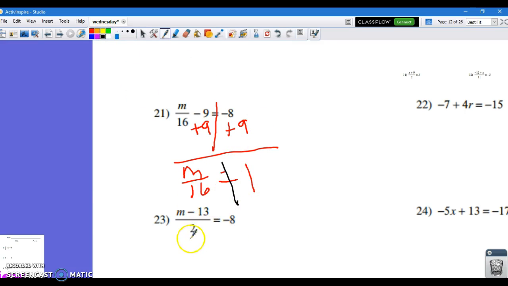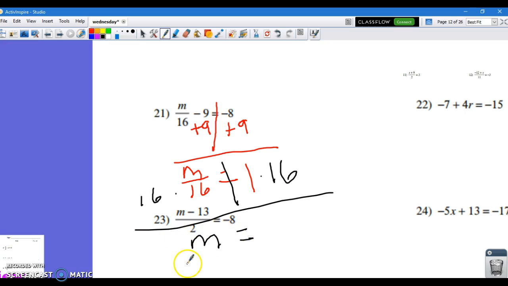Now, to get M by itself, fractions mean division. So I want to multiply out that 16. Remember, long story short, this is going to reduce down to 1M. 1 times 16 is 16. So M will equal 16 for number 21.